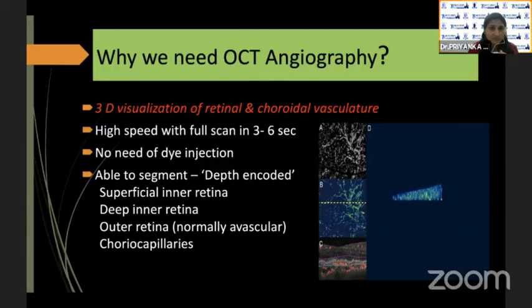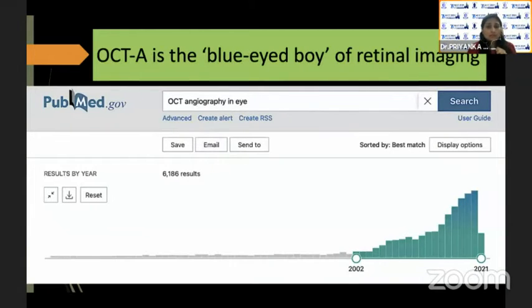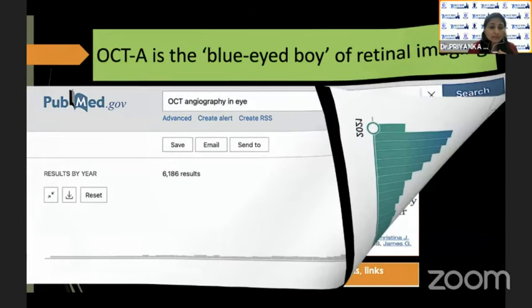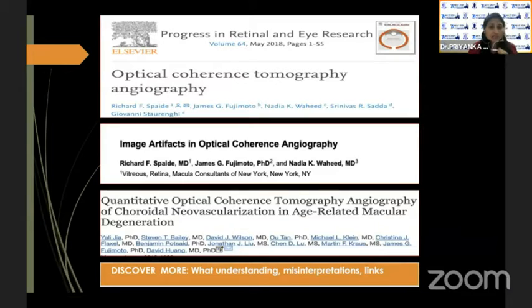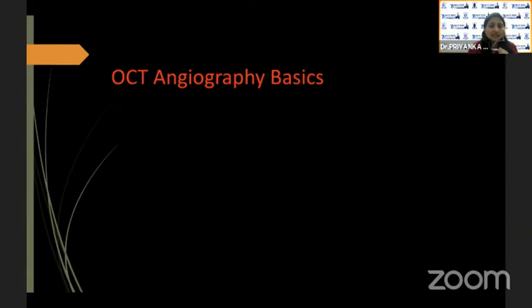which is not possible in fluorescein angiography. Now, if we look at the PubMed search for the last 10 years, we could see that a lot of studies have been done on OCT angiography, and the literature has provided us some very interesting articles to read. So with the cumulative knowledge, we are progressing further, but yet we need to discover more in terms of understanding, misinterpretation, or links. Are we seeing the true flow or the false flow? So let's start with the basics first.